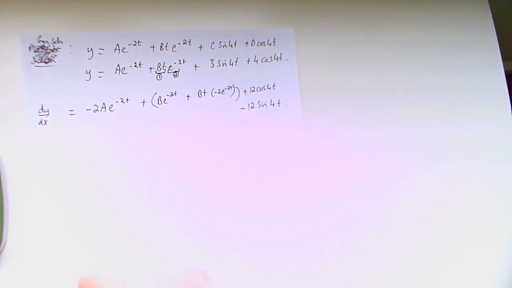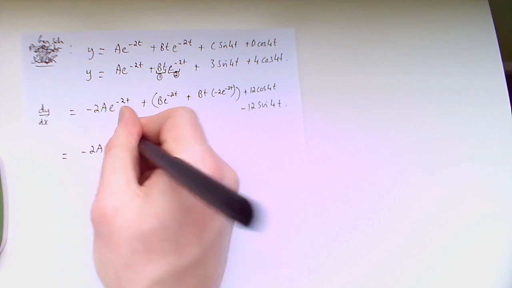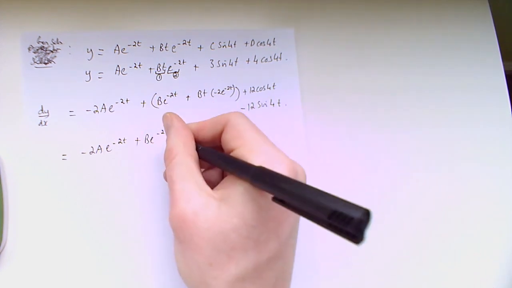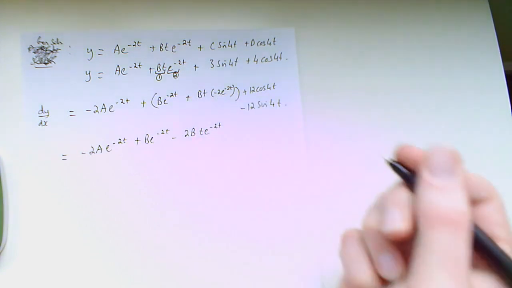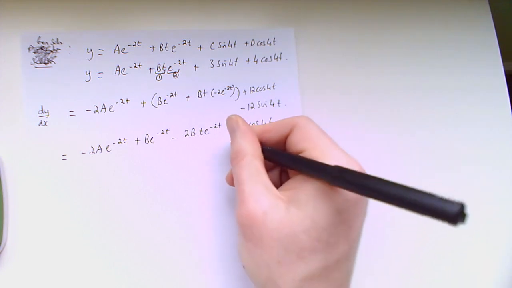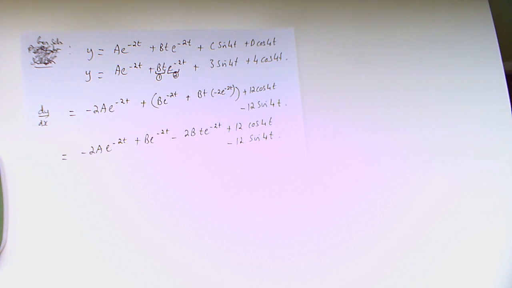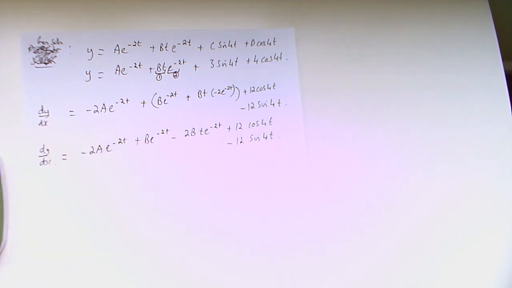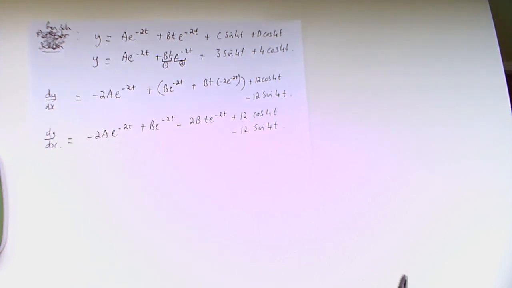Right, so let's just put all that together. Negative 2e to the power of negative 2t plus be to the power of negative 2t, take away 2bt e to the power of negative 2t, plus 12 cos 4t, take away 12 sin 4t. Remember that's dy by dx. So I've got my y, I've got my dy by dx, so I can use my initial conditions.